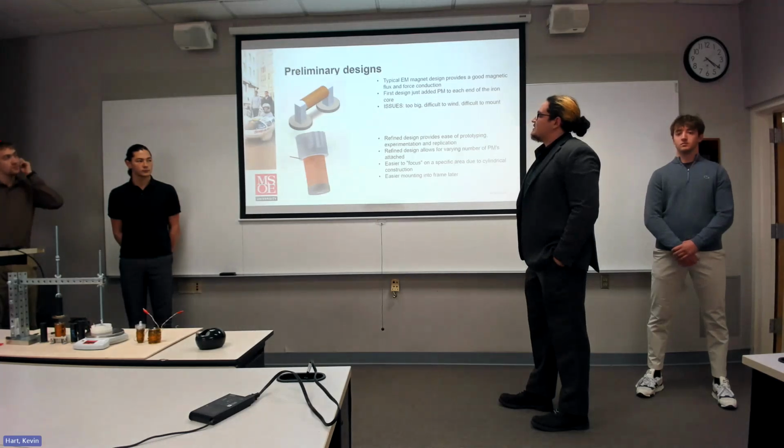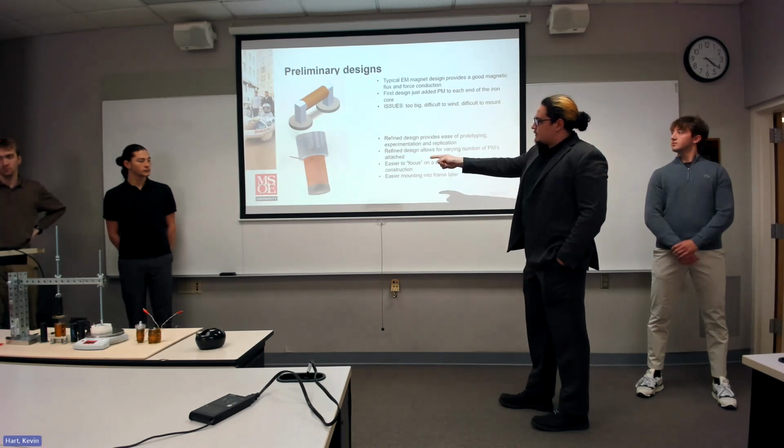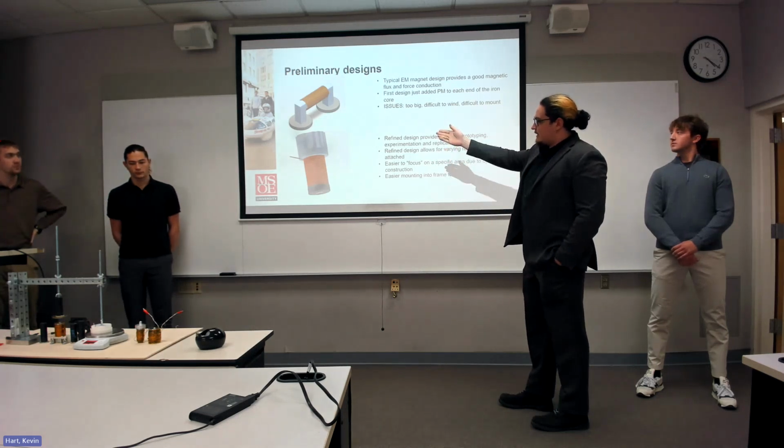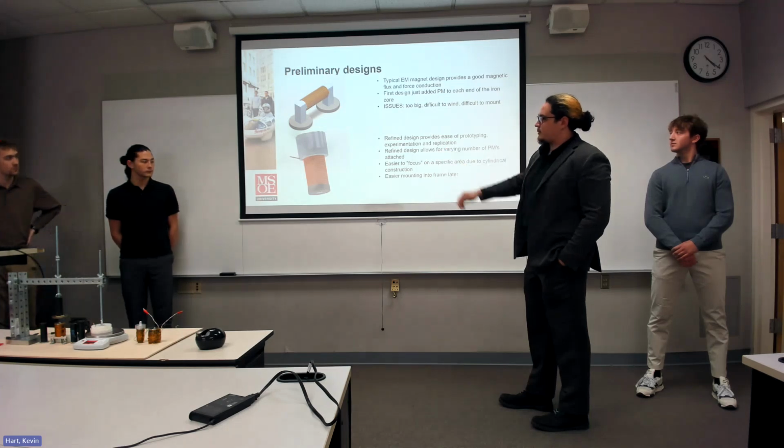But it wasn't necessarily very practical for us to mount that, considering how the frame would look. So we decided to go with the second design, just the cylinder with the coil wrapped around it, heat sink on top, and in the bottom you see that there's a threaded hole and we can vary the number of permanent magnets attached.